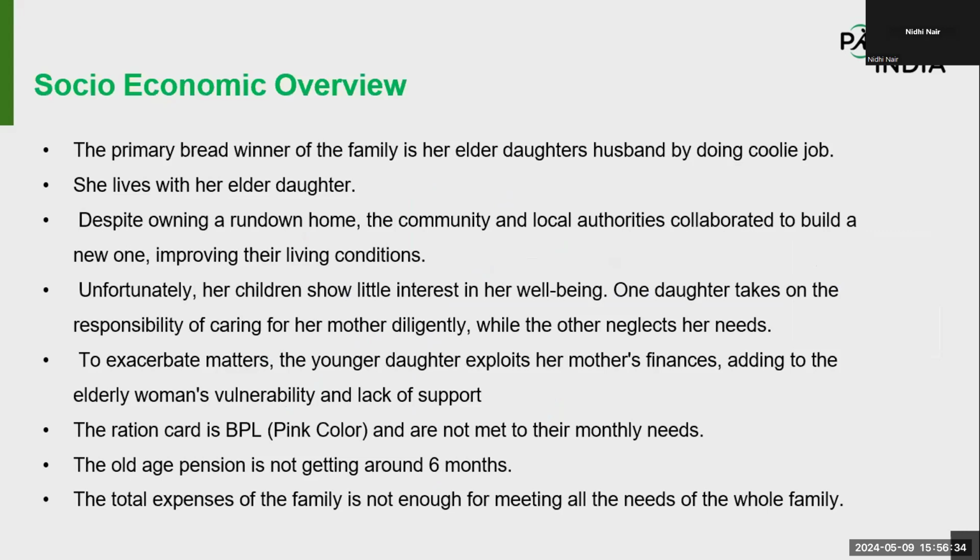Socioeconomic overview. The primary breadwinner of the family is her elder daughter's husband, who does a coolie job. She lives with her elder daughter. Despite owning a rundown home, the community and local authorities collaborated to build a new one, improving their living conditions. Unfortunately, her children show little interest in her well-being. One daughter takes on the responsibility of caring for her mother diligently, while the other neglects her needs. To exacerbate matters, the younger daughter exploited her mother's finances, adding to the elderly woman's vulnerability and lack of support. The ration card is BPL, pink color, and does not meet their monthly needs. The pension has not been received for around 6 months. The total expense of the family is not enough to meet all the needs of the whole family.